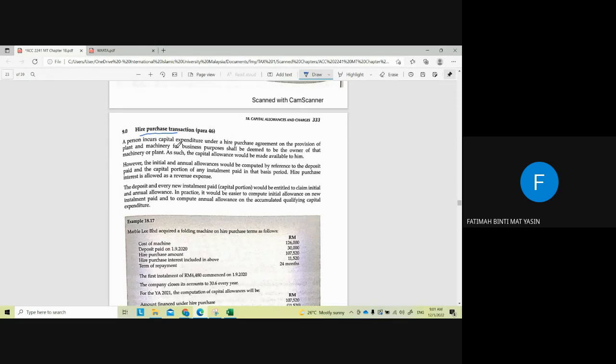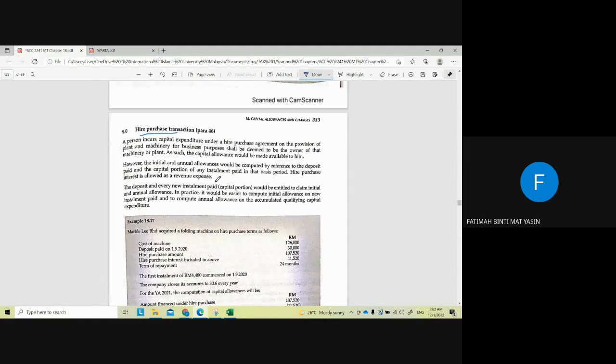It means that if you acquire the asset through hire purchase, even though you have not made the full settlement for that asset yet, you are considered the owner of that asset. As such, the capital allowance will be made available to him, so you can claim the capital allowance. However, the initial and annual allowances would be computed by reference to the deposit paid and the capital portion of any installment paid in that basis period. Hire purchase interest is allowed as a revenue expense.